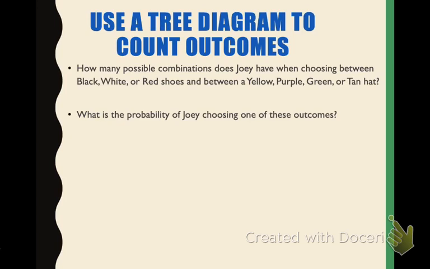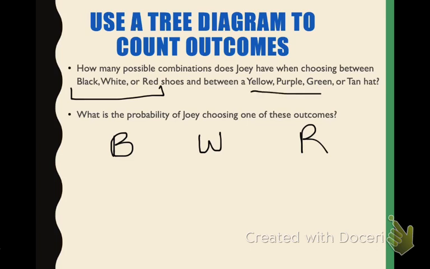So a tree diagram is fairly easy to make. Okay, you start with one of the possibilities. So I'm going to start with the shoes. So there are three options of shoes. He can choose a black shoe from his closet, a white shoe from his closet, and a red shoe from his closet. Okay, then we look at the hats.